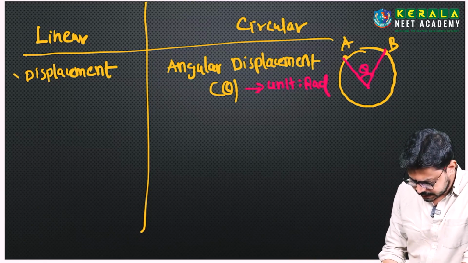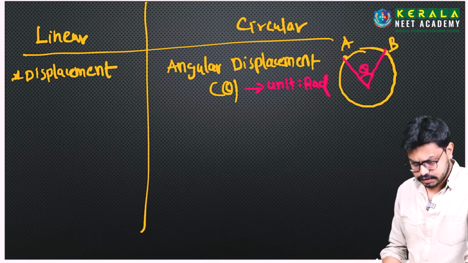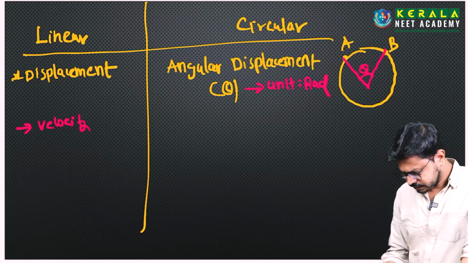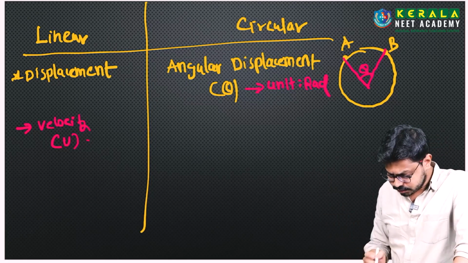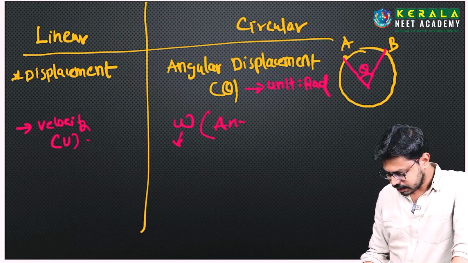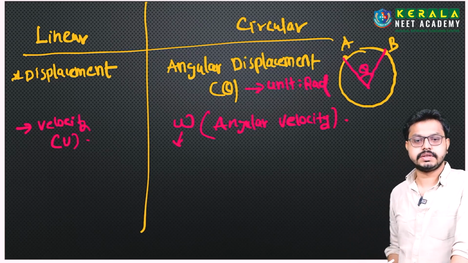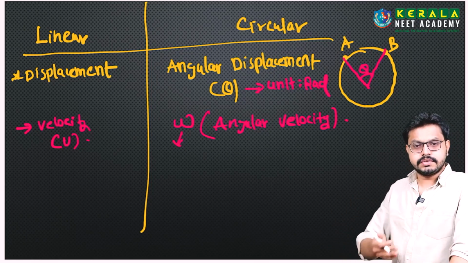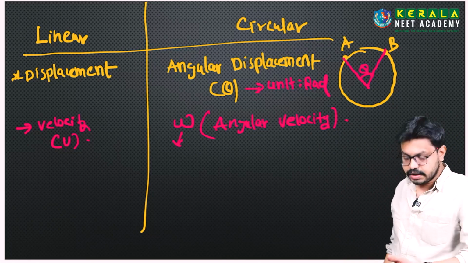So that is linear displacement and angular displacement, very simple. Second one, velocity, V. In the linear case we already know. In rotation or circular motion, velocity will become omega. What is omega? Omega is nothing but angular velocity. In linear velocity, what is the equation? We always take average velocity: displacement divided by time.